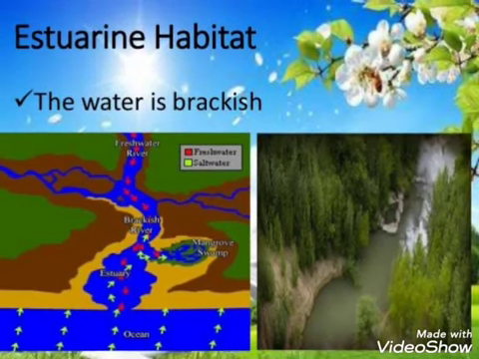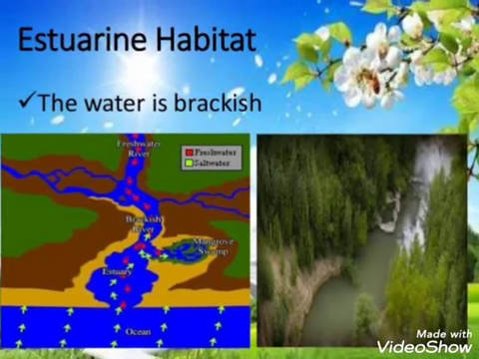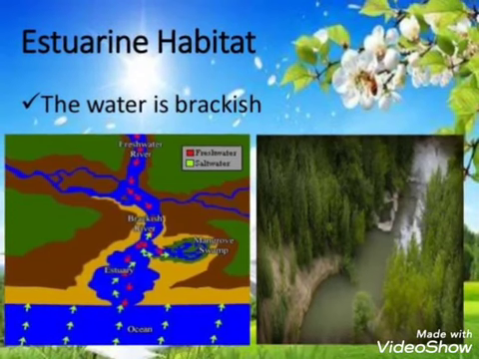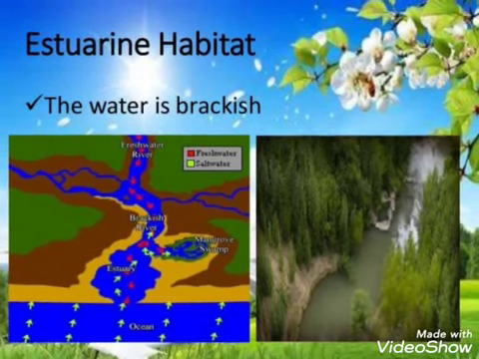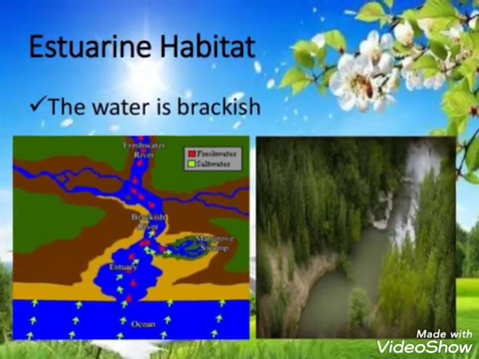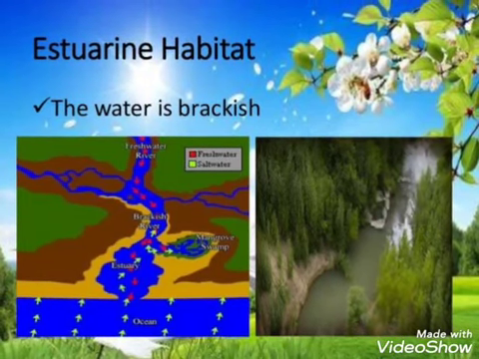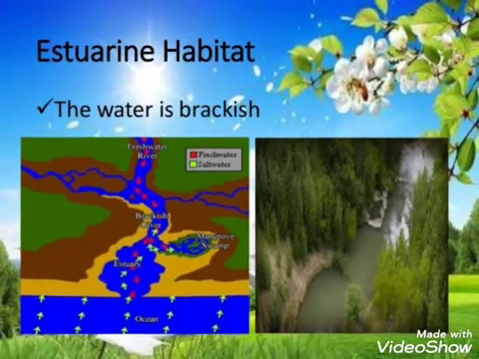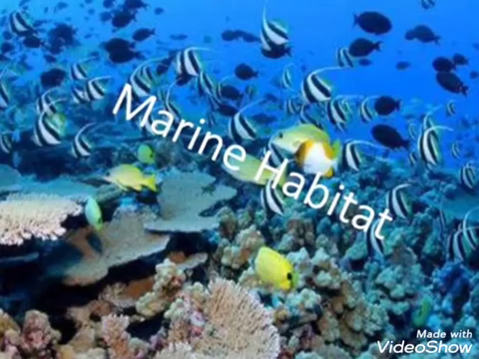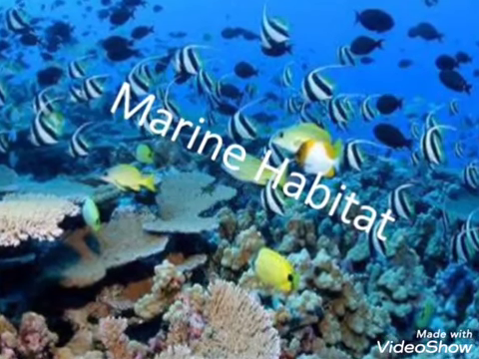The estuarine habitat, as I told you, is the area where fresh water sources are mixed with salty water sources, so they have brackish water. The water is brackish, that is, salinity is there in the water.